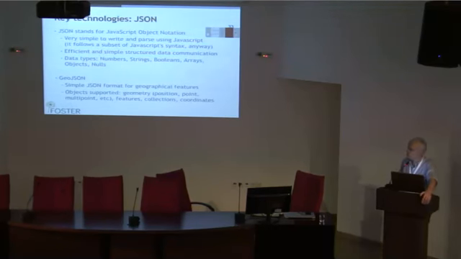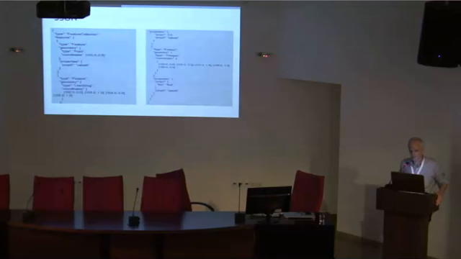JSON stands for JavaScript Object Notation, and it's just the representation of a record using a string. It's very common and very popular in data exchange for spatial data.